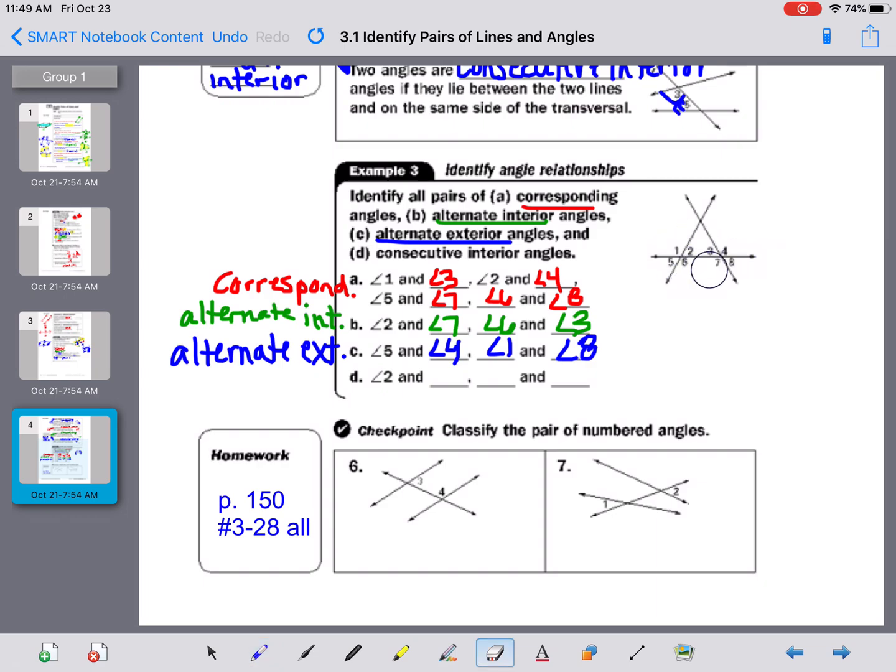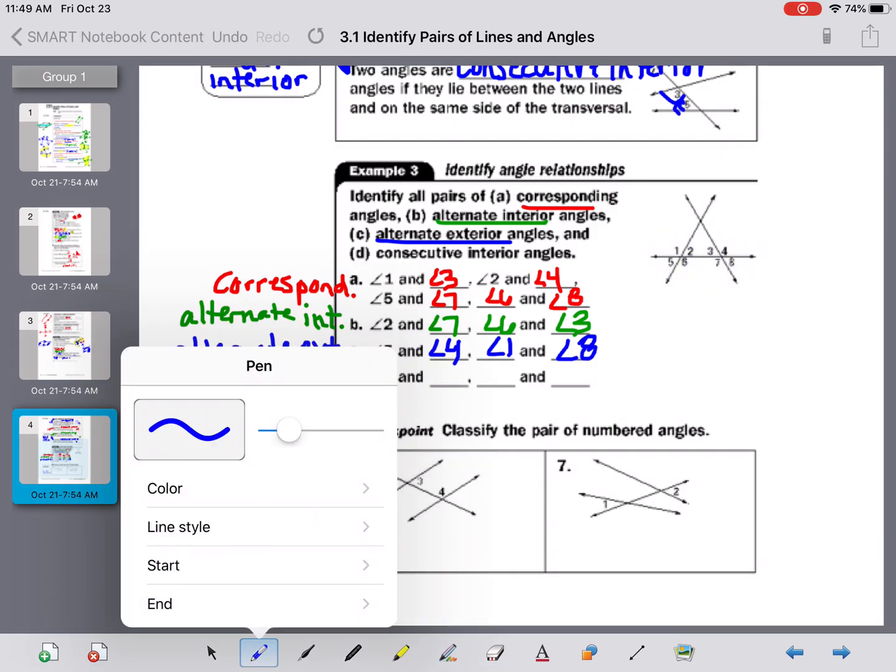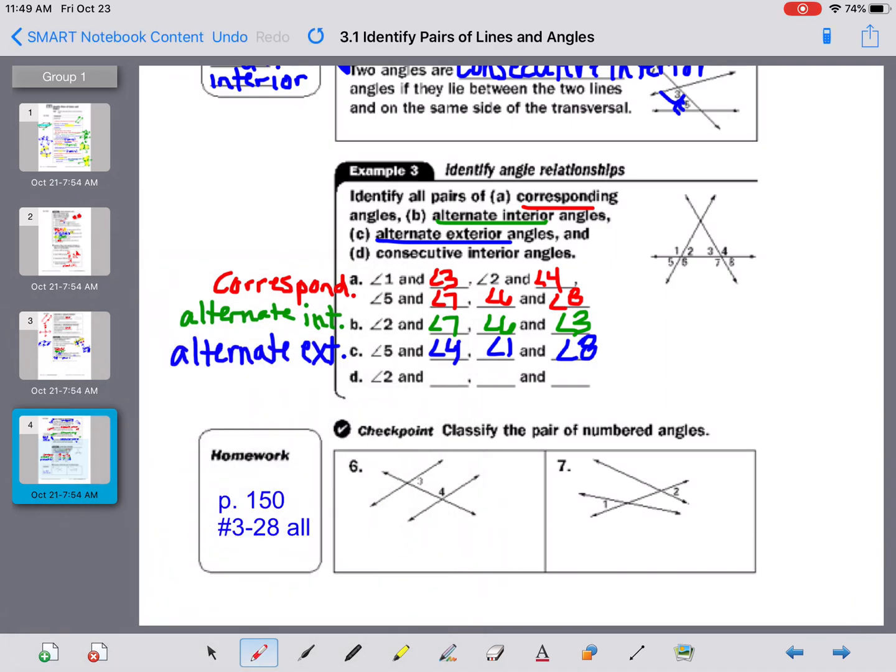All right, last and final is going to be my consecutive interiors. Okay, so interior is inside, consecutive interiors, and consecutive means stay together on the same side, right? Angle 2 with angle 3. They're both up there on the top. That leaves me one pair on the bottom, angle 6 with angle 7.